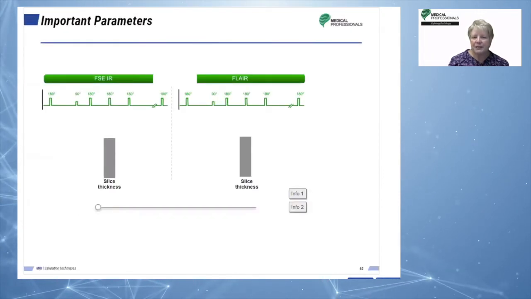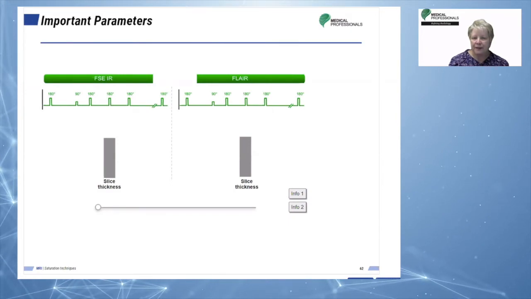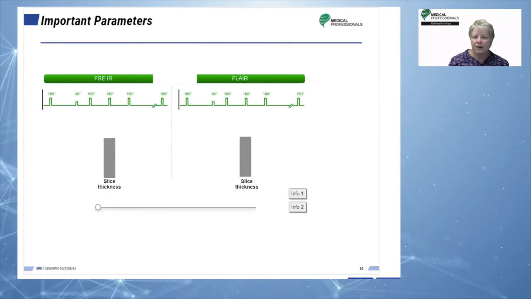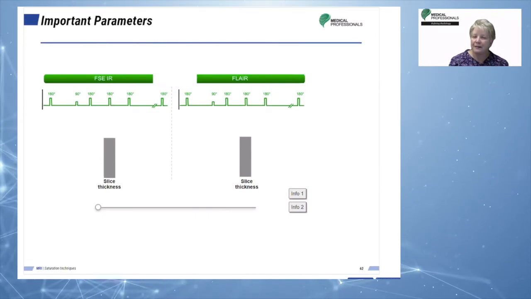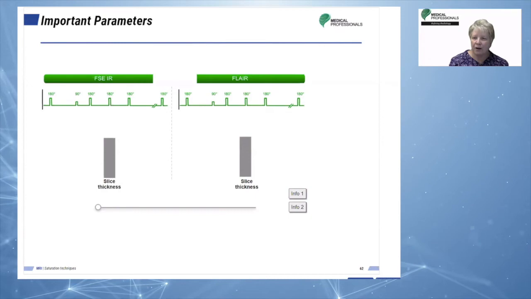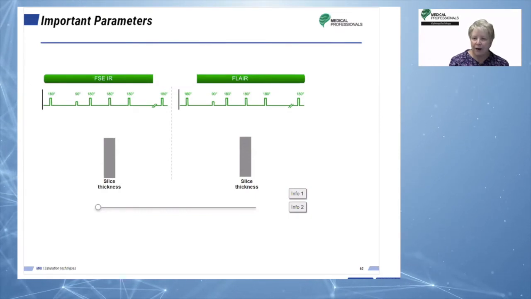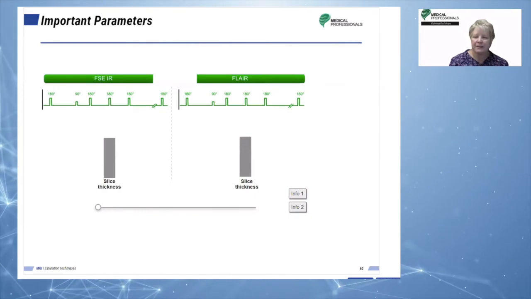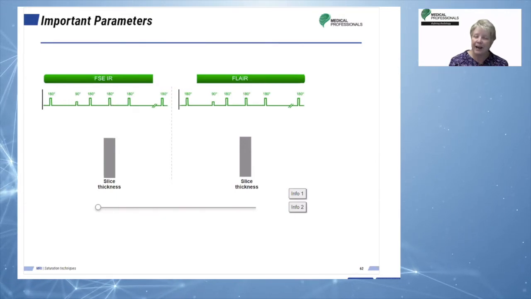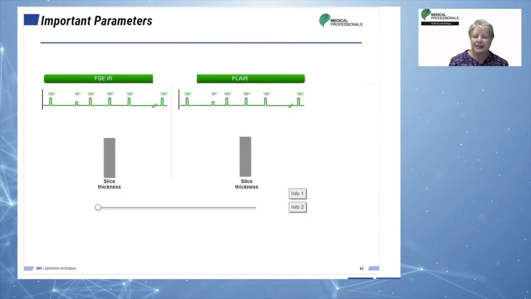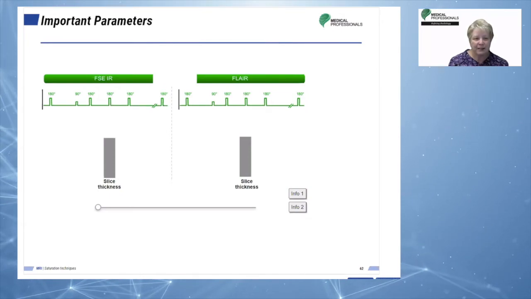The parameters to set for this FLAIR sequence are the same as they are for the FSE, or the fast spin echo IR, or turbo spin echo IR sequence. Okay, so it has an IR in there. We see the IR at the end, FLAIR, tells us that it is an inversion recovery sequence.